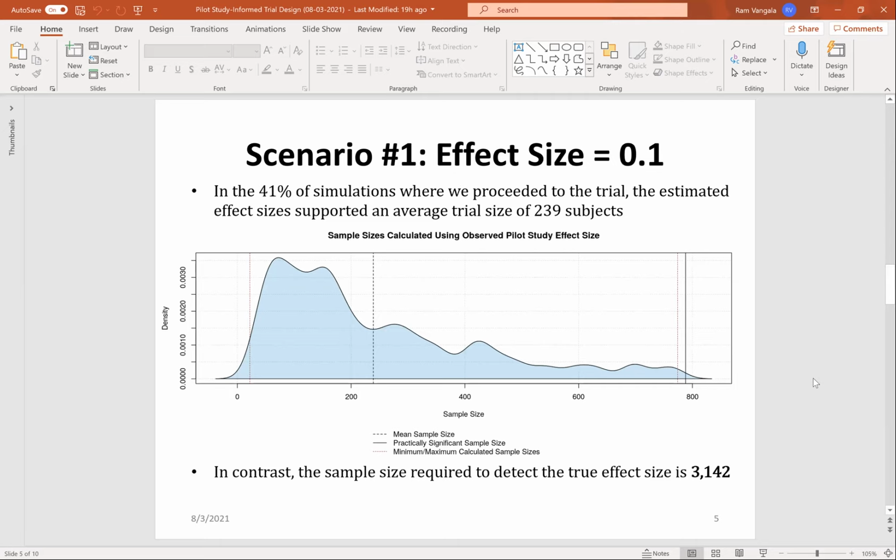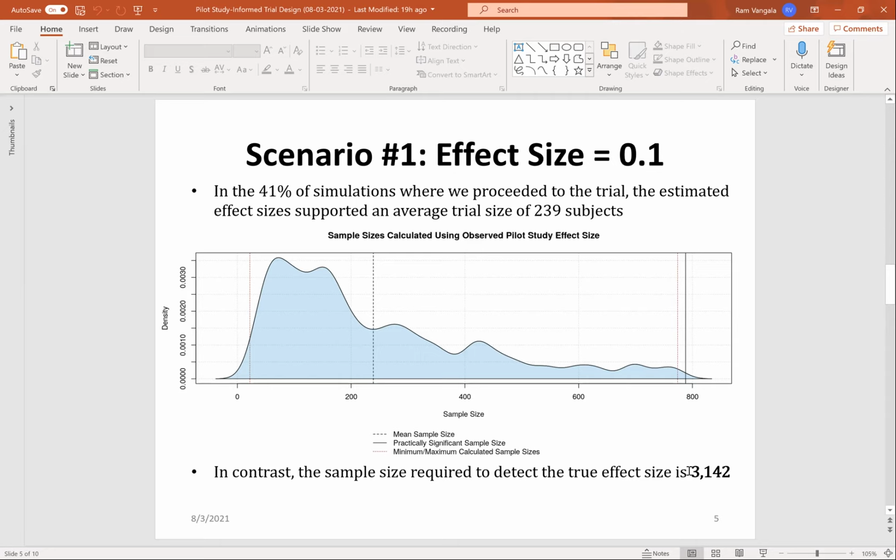But now in this 41% where we did see an effect size justifying the trial, what we want to do is power that trial to detect that effect size. And what you're seeing here is the distribution of sample sizes that are induced by the effect sizes from the pilots that generated a full trial. It turns out that the average sample size that this justified was 239, which is this dashed line you see here. But the real question is, what sample size do we need to detect the actual effect here, which is 0.1? It turns out that that sample size is 3,142.